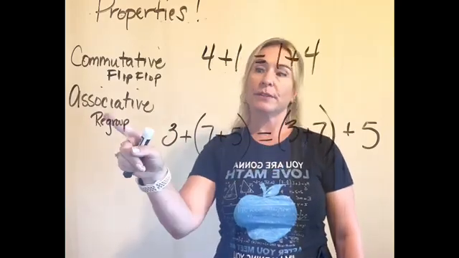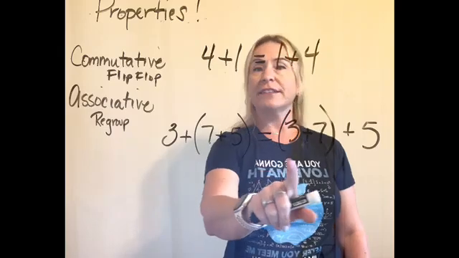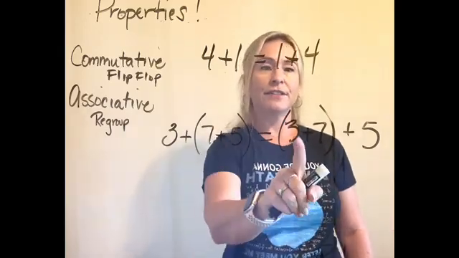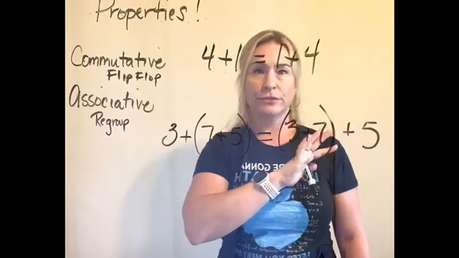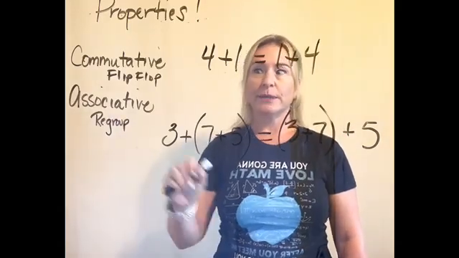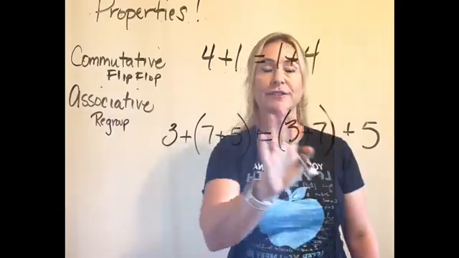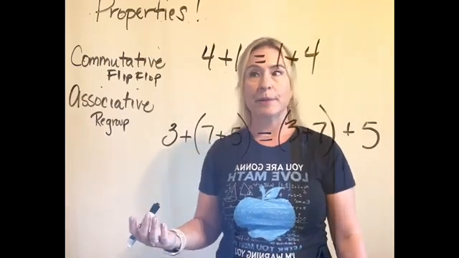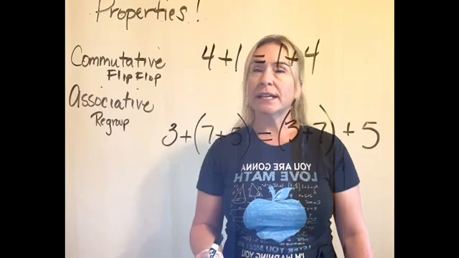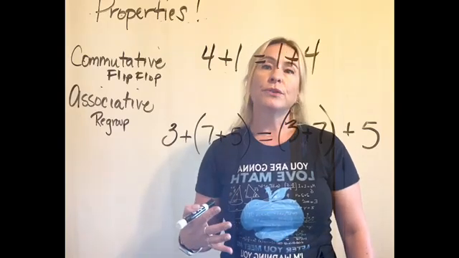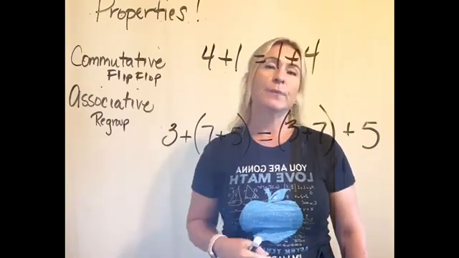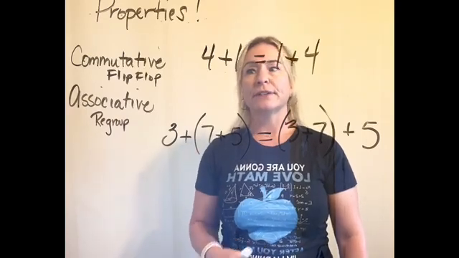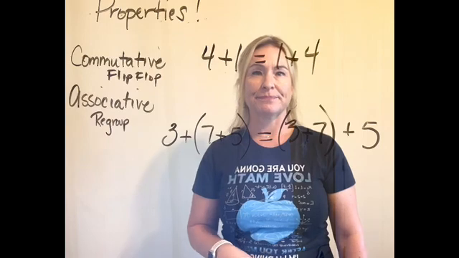Another thing to point out with associative, I did not change the order at all. This is still 3, then 7, then 5. Do not change the order when you're regrouping. Just shift the parentheses over. Oh my goodness, so much to remember. But again, it's vocabulary, and all it's doing is helping you to name a process that we oftentimes do naturally, but it is still good to have some sort of a name that goes with it. Okay, good luck.